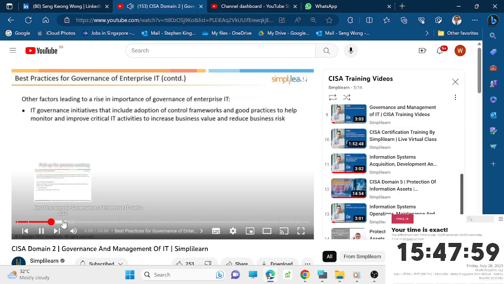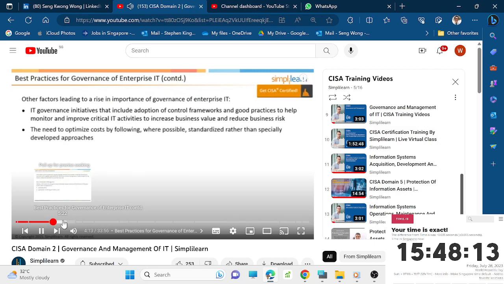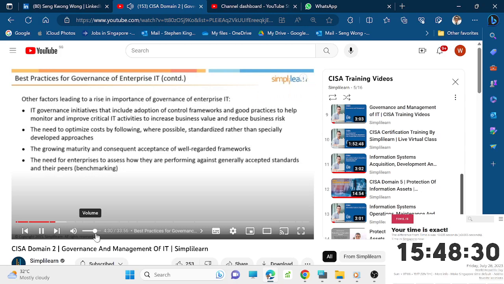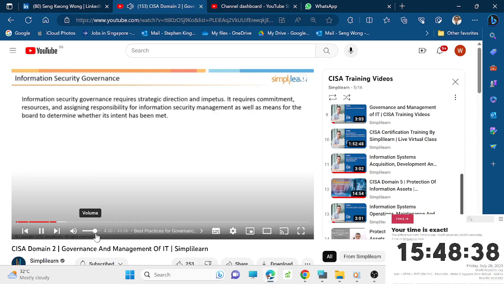IT governance initiatives include adoption of control frameworks and good practices to help monitor and improve critical IT activities, to increase business value and reduce business risk. There is the need to optimize costs by following, where possible, standardized rather than specially developed approaches. There is also the growing maturity and consequent acceptance of well-regarded frameworks, and the need for enterprises to assess how they are performing against generally accepted standards and their peers, also called benchmarking. In the next screen, we will learn about information security governance.